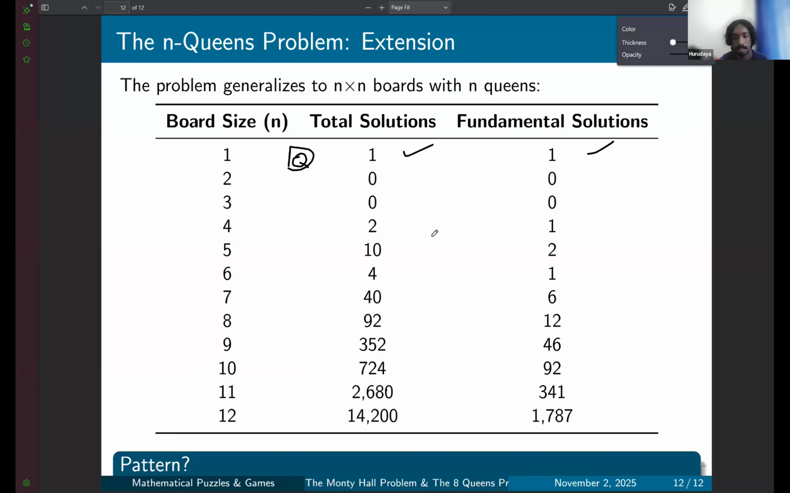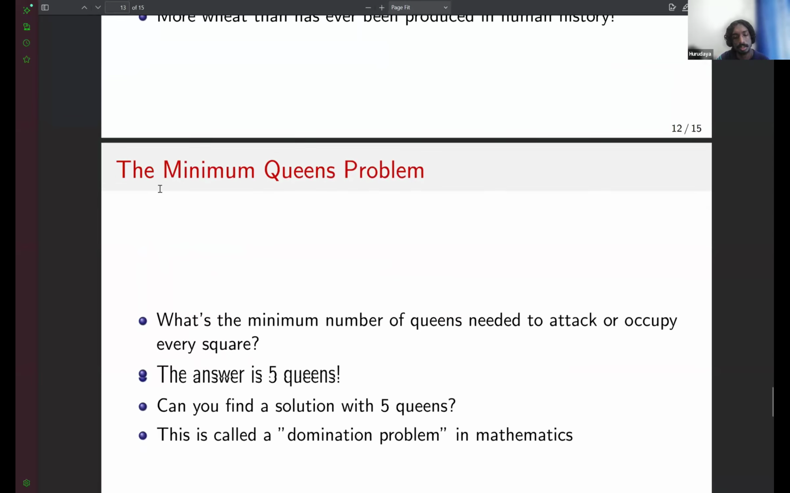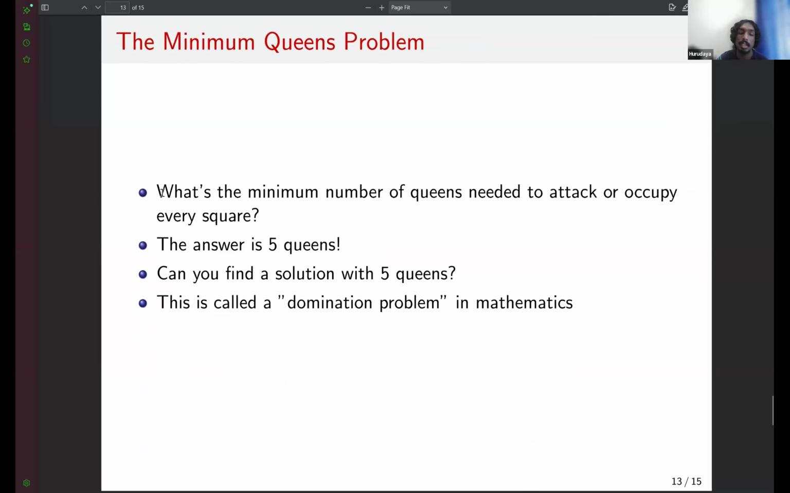So that was it on the 8 queens problem. I have another problem. I wrote the solution here. Can you find me an arrangement of queens such that every single square in the chessboard is attacked? These queens can also attack themselves. It's allowed this time. I wrote that the answer is 5 queens, but can you find one for me? So can we do this problem now?